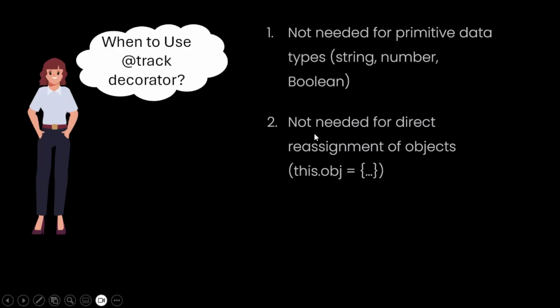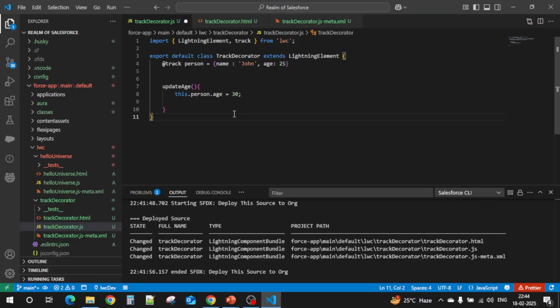Okay, so the first point is clear. The other point is that it is not needed for direct reassignment of an object. What does it mean to have the direct reassignment of the object, right? So this is the tricky one, and direct reassignment means if you have a property, and you are directly changing the value by reassigning it.